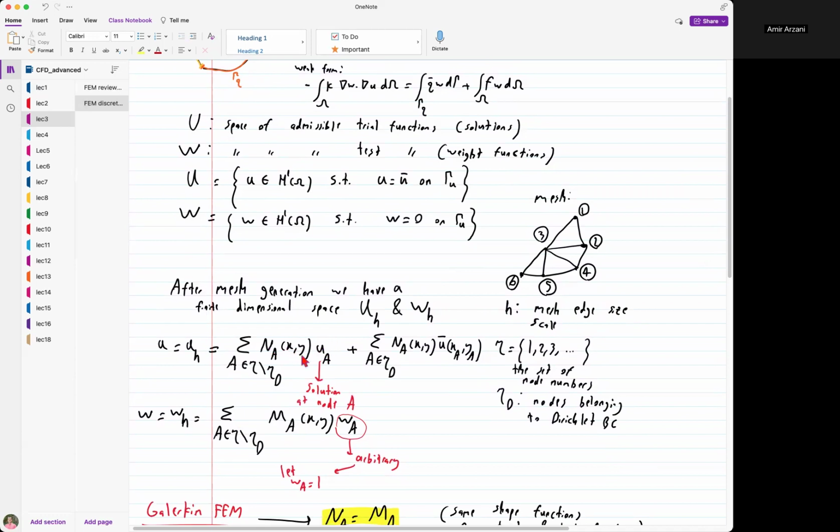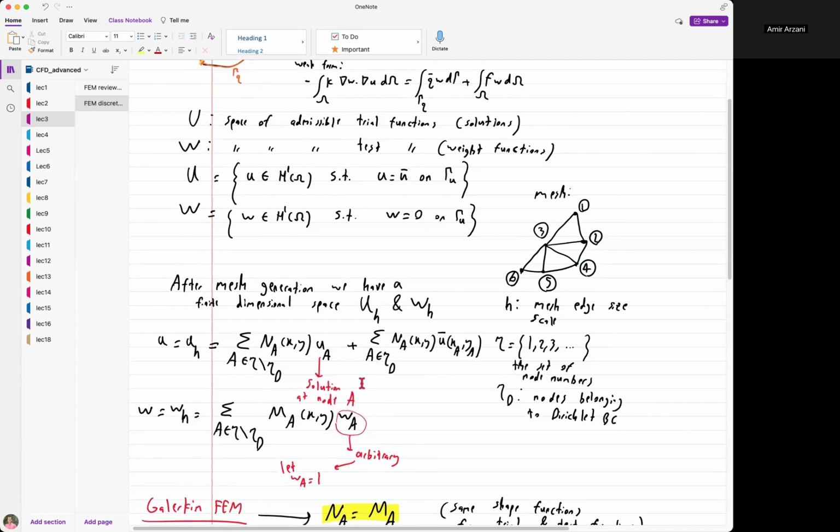And what we do is that we typically distinguish between the nodes that are not part of the Dirichlet boundary, and then we separate out the part that belongs to the Dirichlet boundary, and we deal with that separately. We will talk more about this later and how we exactly do that. There are different ways to do that. For the weight function, we have, again, some other shape functions, which we denote with M times some w_A's.